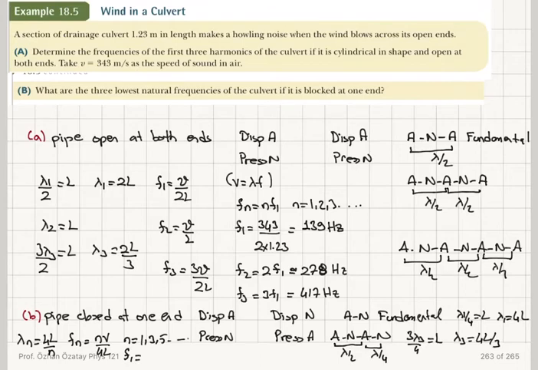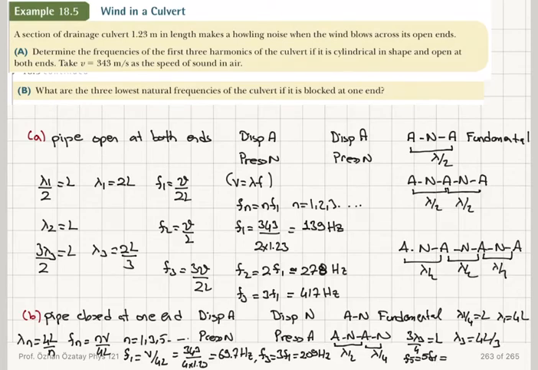So what are the three lowest natural frequencies? If I find f1, it's going to be v over 4L. So it's 343 divided by 4 times 1.23, that is 69.7 Hertz. Then I can calculate f3, that is 3 times f1. This will be 209 Hertz.